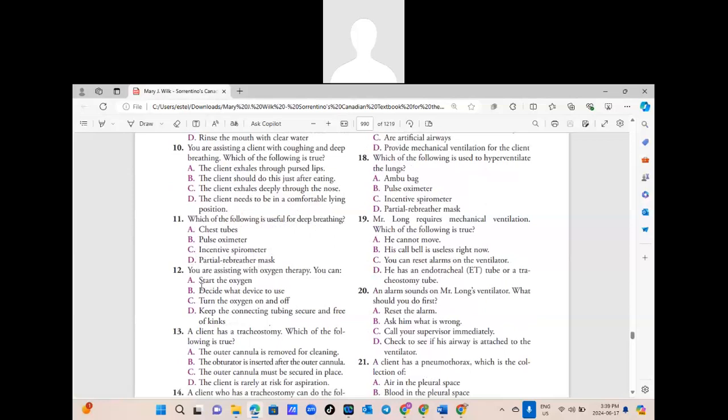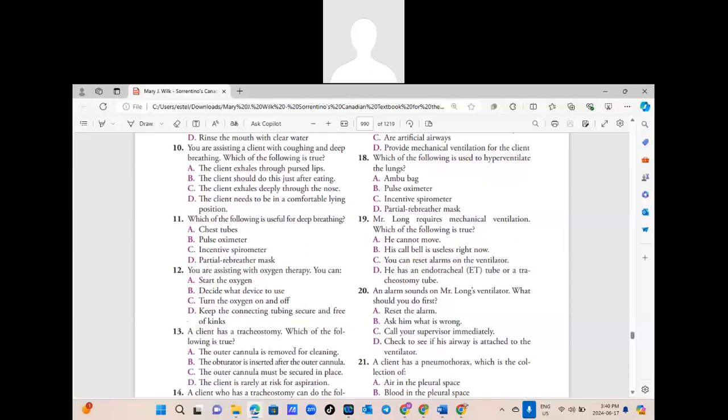Okay, it's helpful for deep breathing. Number 12, you are assisting with oxygen therapy. You can A. Start the oxygen. B. Decide what device to use. C. Turn the oxygen on and off. Or D. Keep the connecting tubing secure and free of kinks. So the correct answer is letter D. Keep the connecting tubing secure and free of kinks.